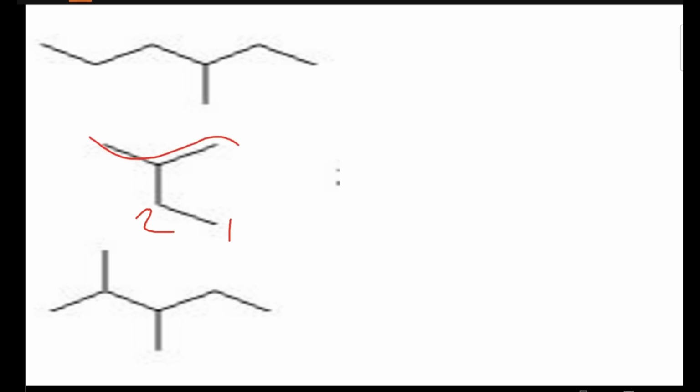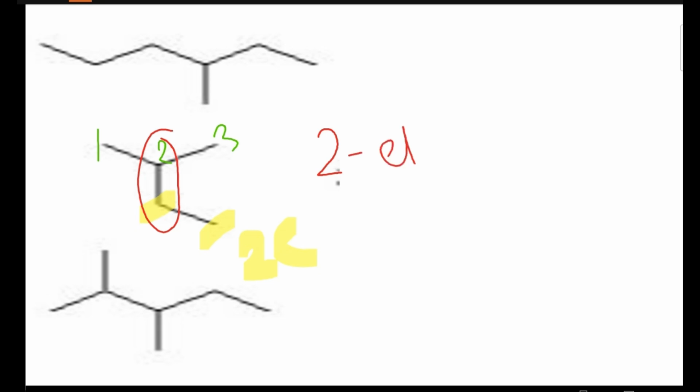As there are equal number of carbons on each side, it doesn't matter from where you start numbering. I will start from the left. 1, 2, 3. In the second carbon, we can see there are 2 carbons attached to it. That means this group is an ethyl group. In this case, the name of the compound will be 2-ethyl propane.